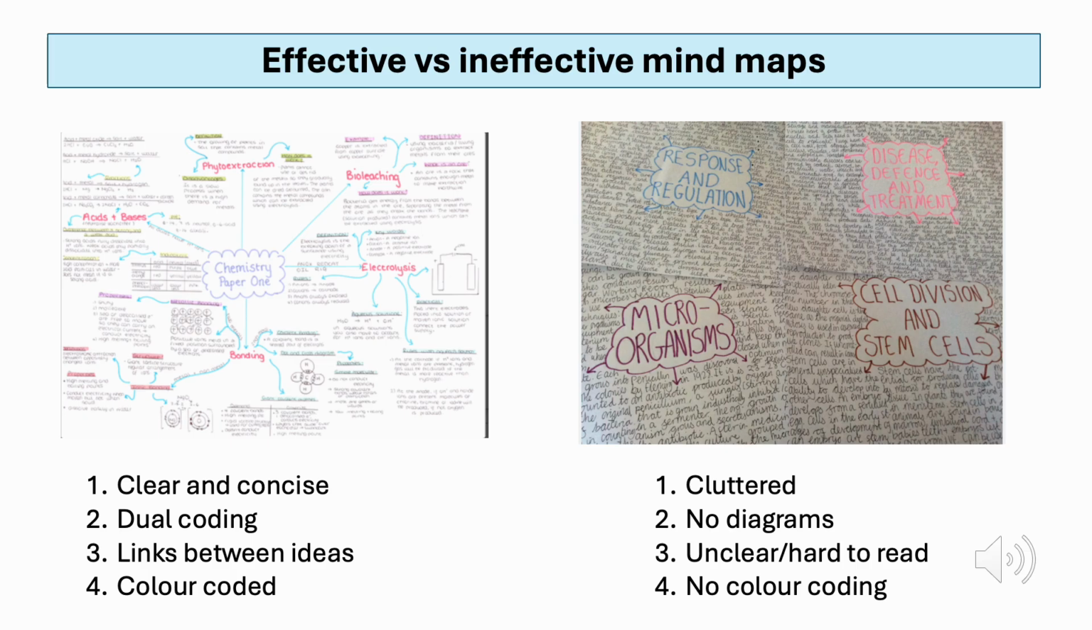Versus the ineffective one. Now obviously this person has spent a lot of time on this mind map, and I'm sure they got a lot from the actual process of writing the information down. However, if they were going to use that mind map again, it would be pretty impossible. It is extremely cluttered, so it's absolutely full to the brim of writing. There's no diagrams at all, so there's nothing to kind of help jog your memory or prompt you. It's quite unclear, hard to read, and generally there's no colour coding going on either. So there you have your 2 examples of effective versus ineffective.